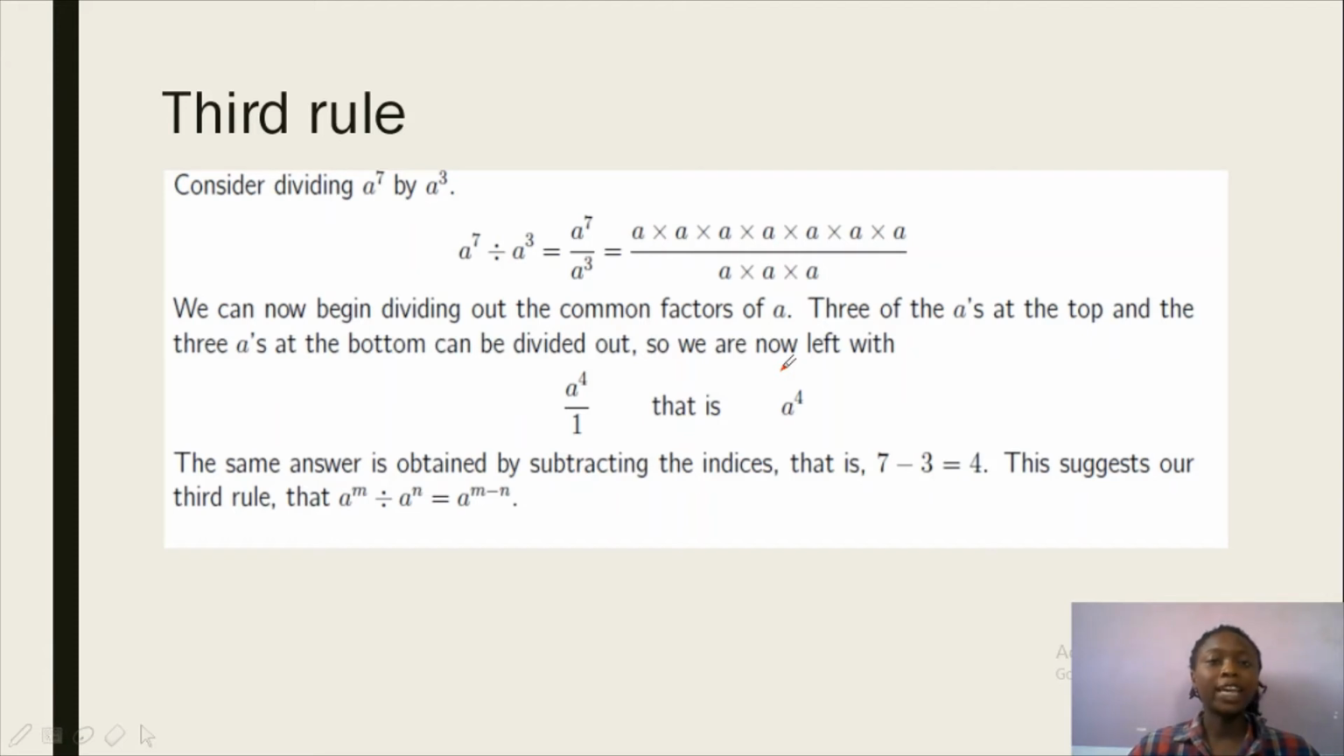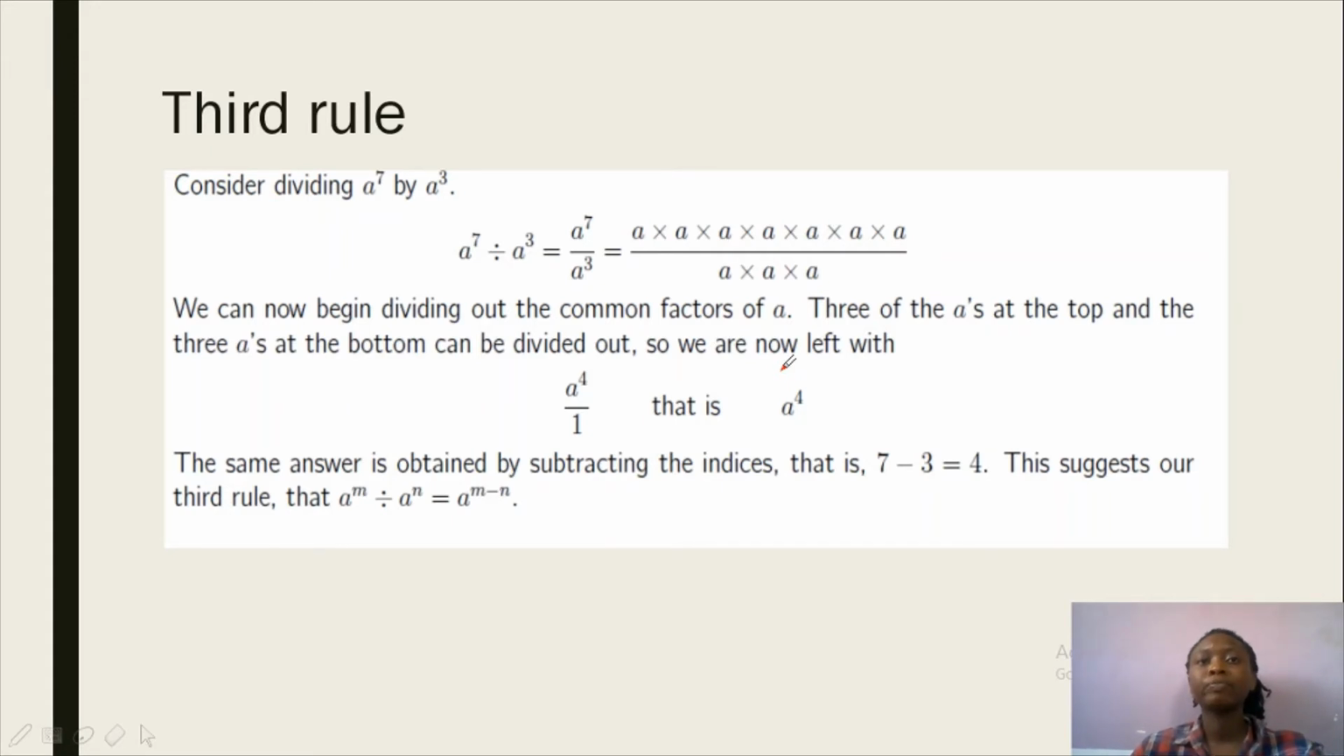If we are dividing, we subtract. So consider dividing a raised to the power 7 by a raised to the power 3. So we have a raised to the power 7 divided by a raised to the power 3, which is a raised to the power 7 over a raised to the power 3. Alternatively, we can solve it by expanding the a raised to the power 7.